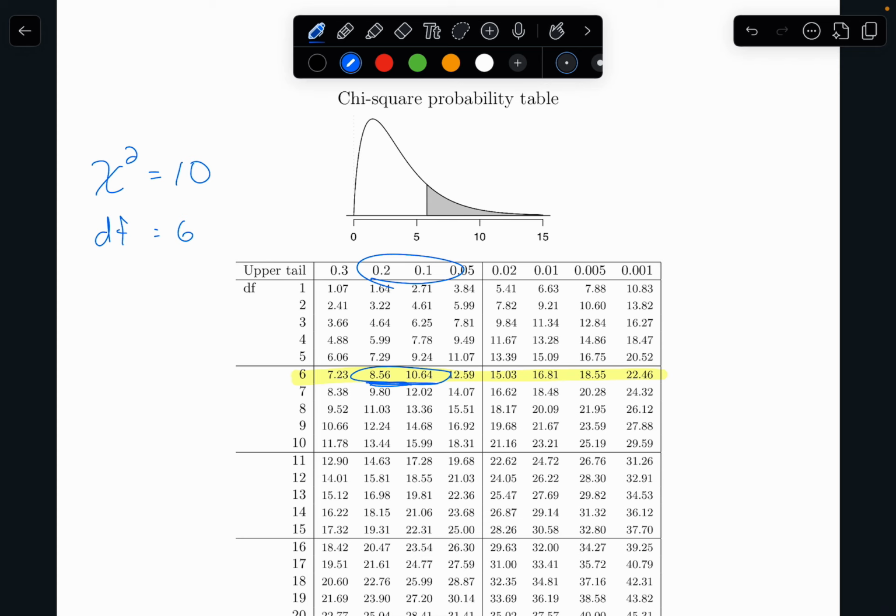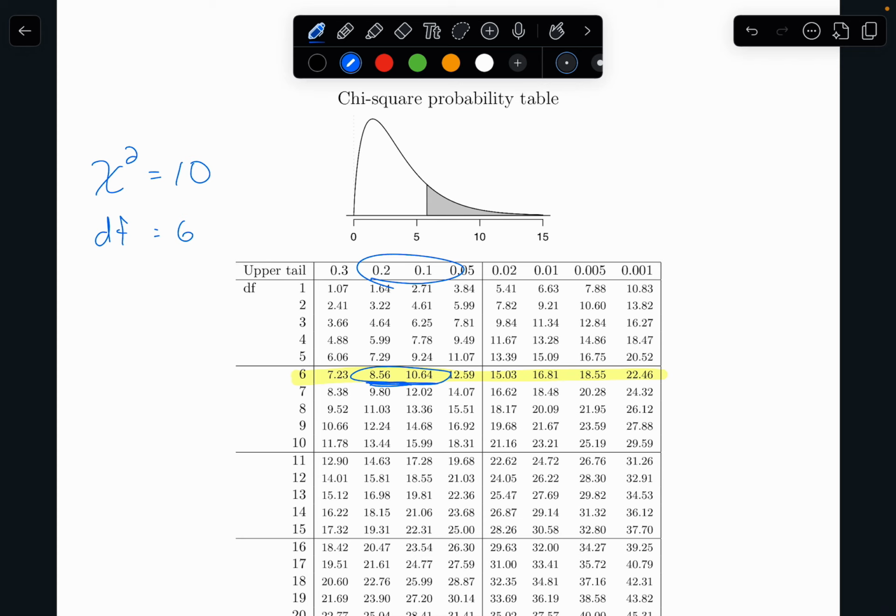Now, I can't say exactly what it is without using some other technology like my graphing calculator. We'll talk about that in later sections, but for now, the best I can do is to say my p-value is going to be somewhere between 0.1 and 0.2, which feels frustrating because, yes, we don't know exactly what it is.